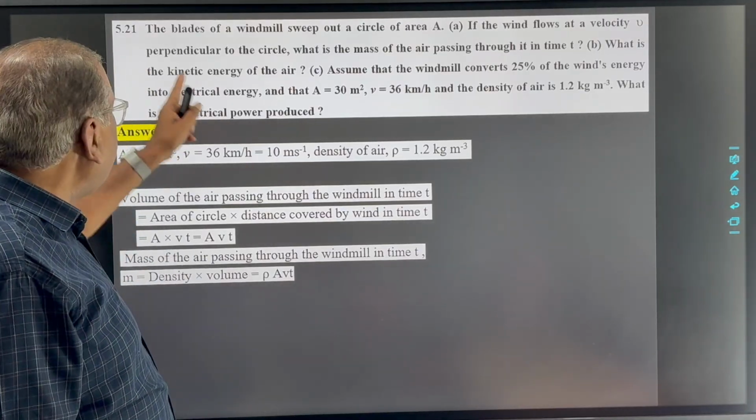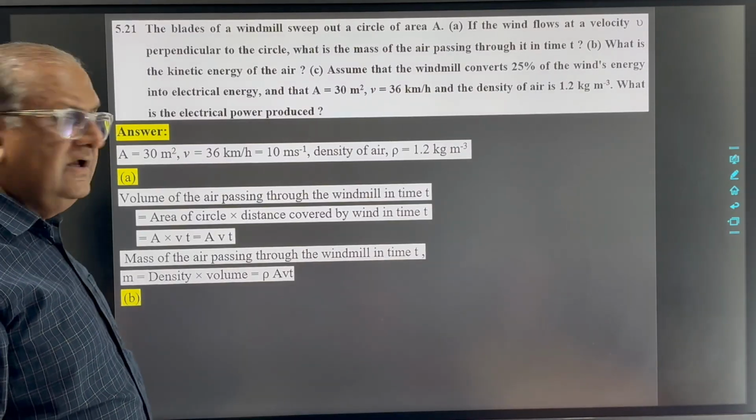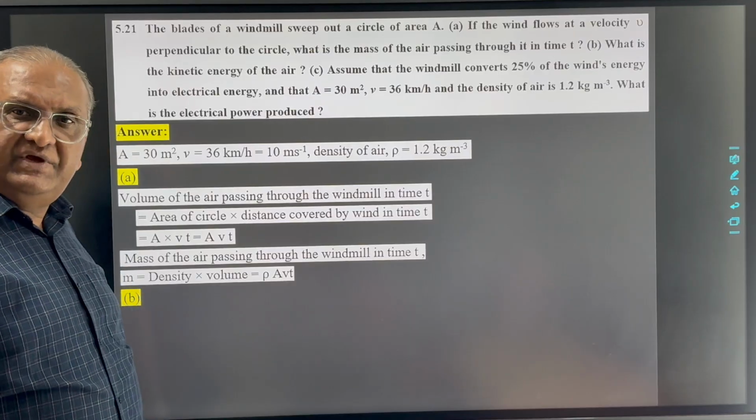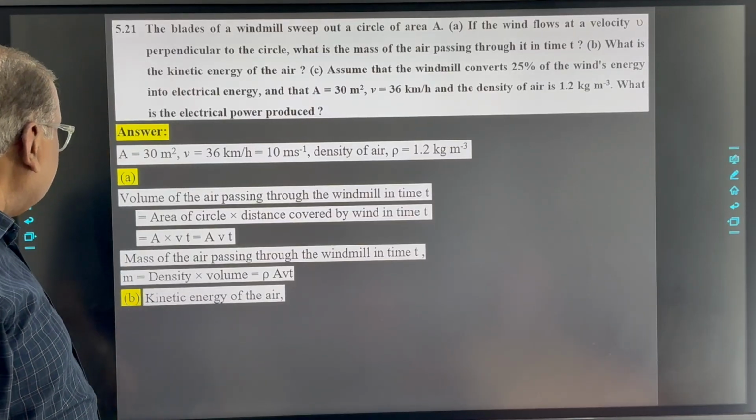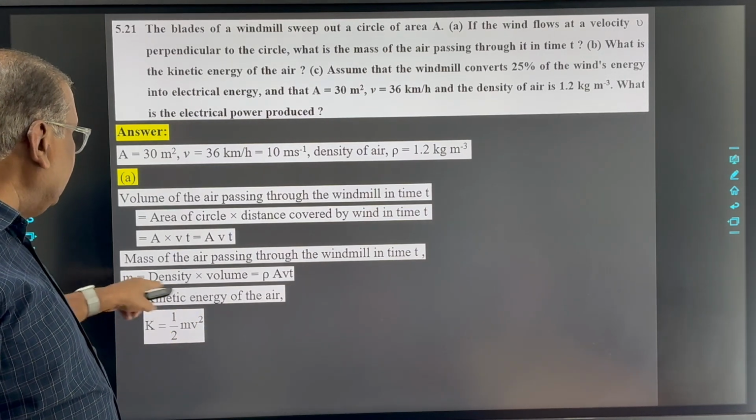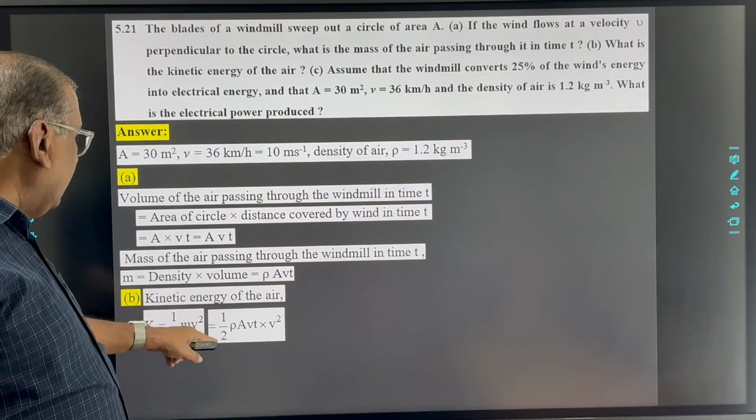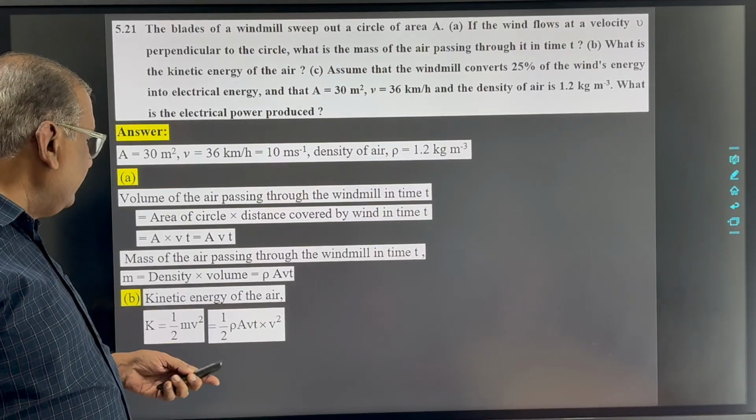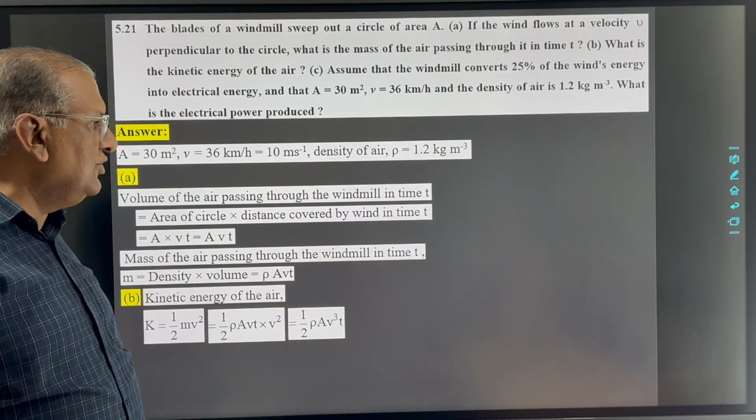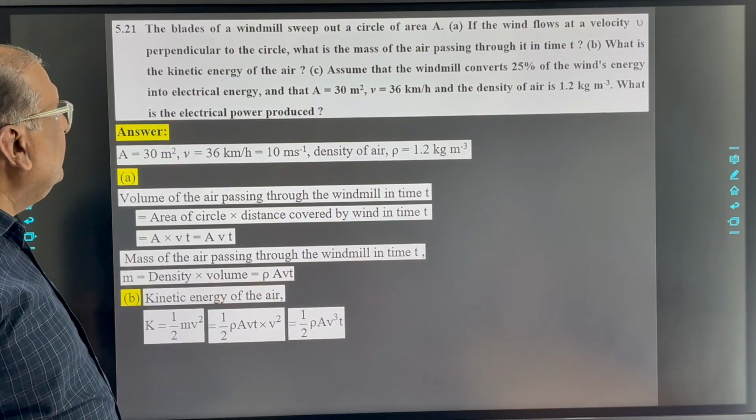Now, what is the kinetic energy of air? Kinetic energy is half m v square, where m is rho A v t. So half rho A v t into v square, which gives half rho A v cube into t. Clear? This is the kinetic energy.